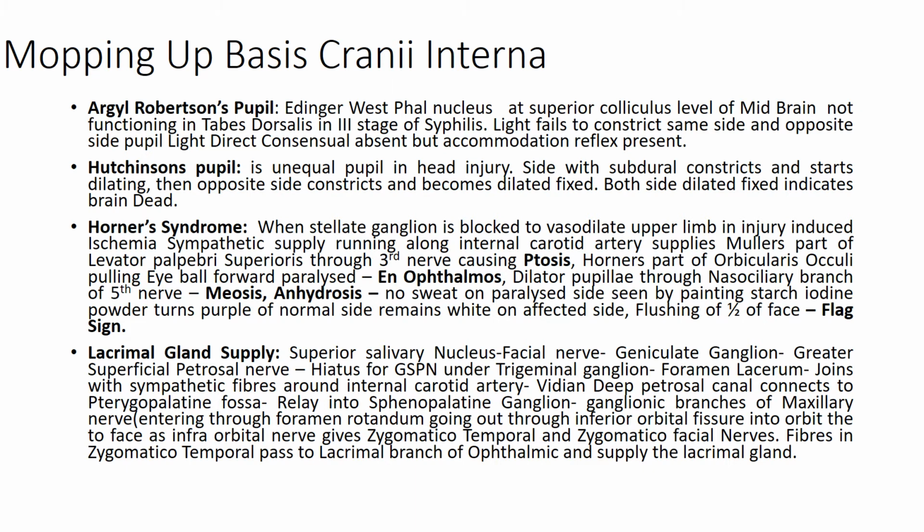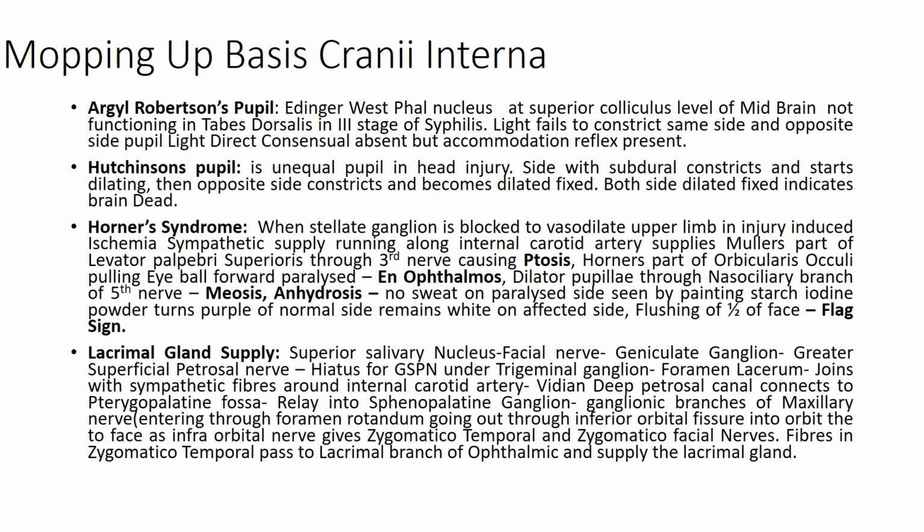Then it also supplies the orbicularis oculi, Horner's part, which pulls the eyeball forward. So when that is paralyzed, you have enophthalmos, opposite of exophthalmos. Then through the nasociliary branches, it supplies the dilator pupillae of the iris. And this causes miosis. So these are the three eye signs. Then the two facial signs are anhidrosis. That means no sweat on the paralyzed side of the face.